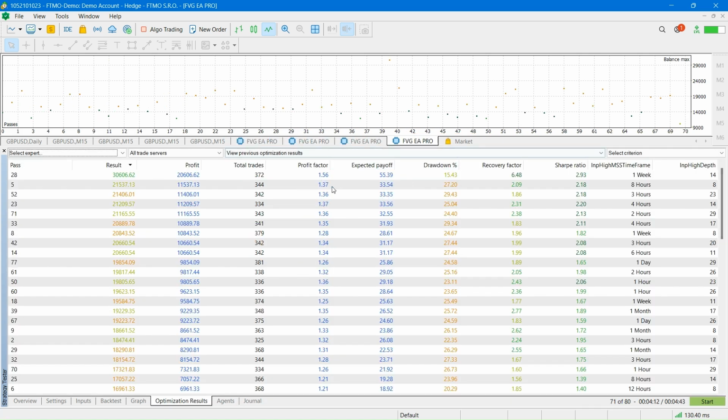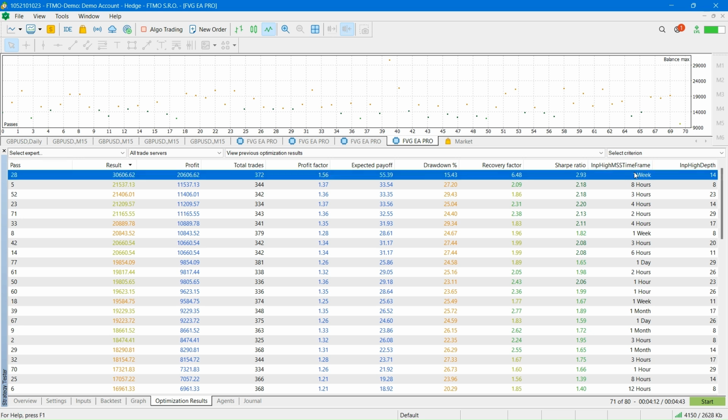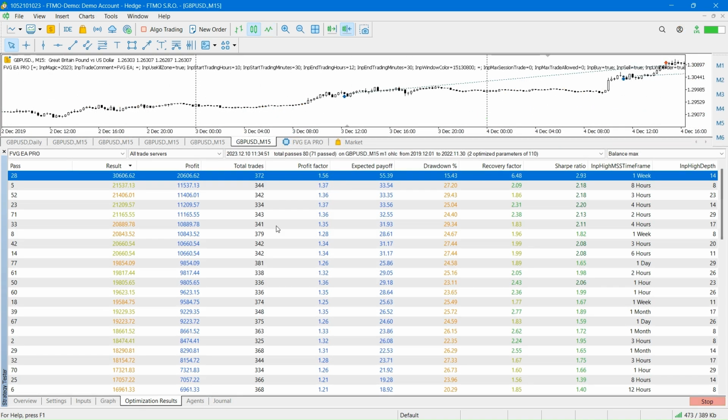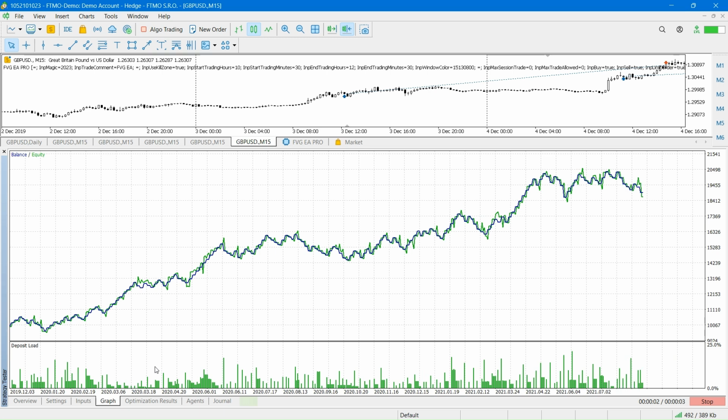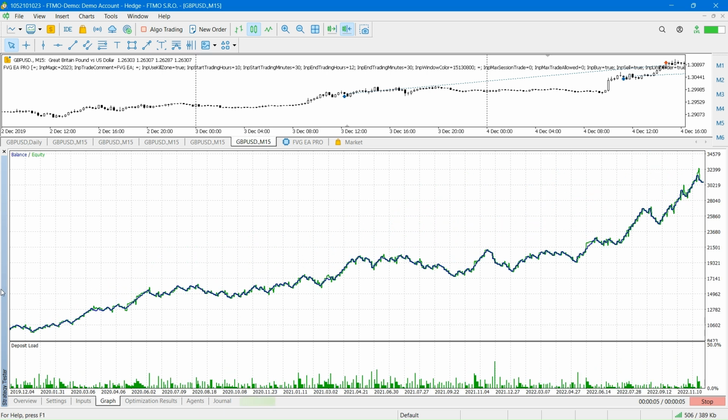All right. Basically, on this test, what I noticed is that using the 1 week with depth of 14, trading counter trend, we have a higher profit factor, a lower drawdown, higher recovery, and better profit. So I'm going to just run a single test. As you can see here, the equity is much better.